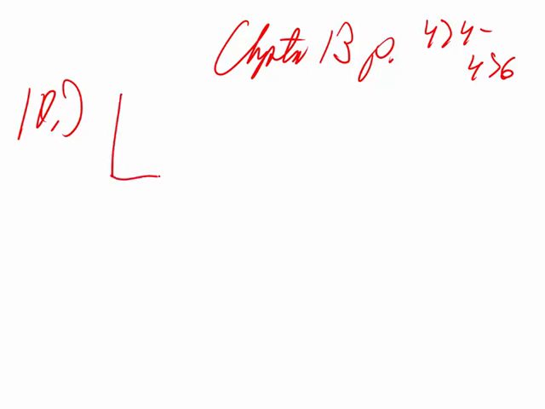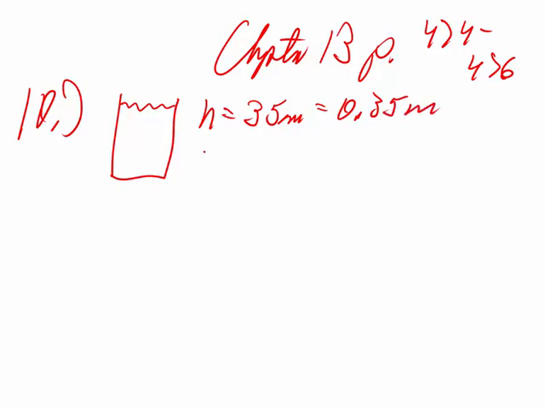So we've got a beaker with water in it, and the beaker has a height of 35 centimeters, which is equal to 0.35 meters. You've got to put it in meters. And it says its diameter is 5 centimeters, which is 0.05 meters, right? Because 100 centimeters is 1 meter, so you move the decimal 2 places to the left.